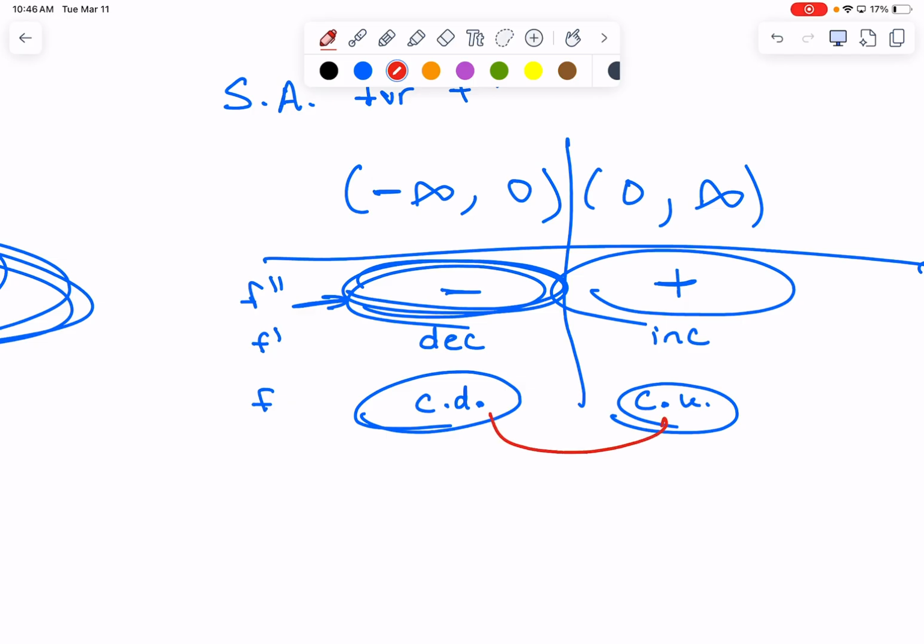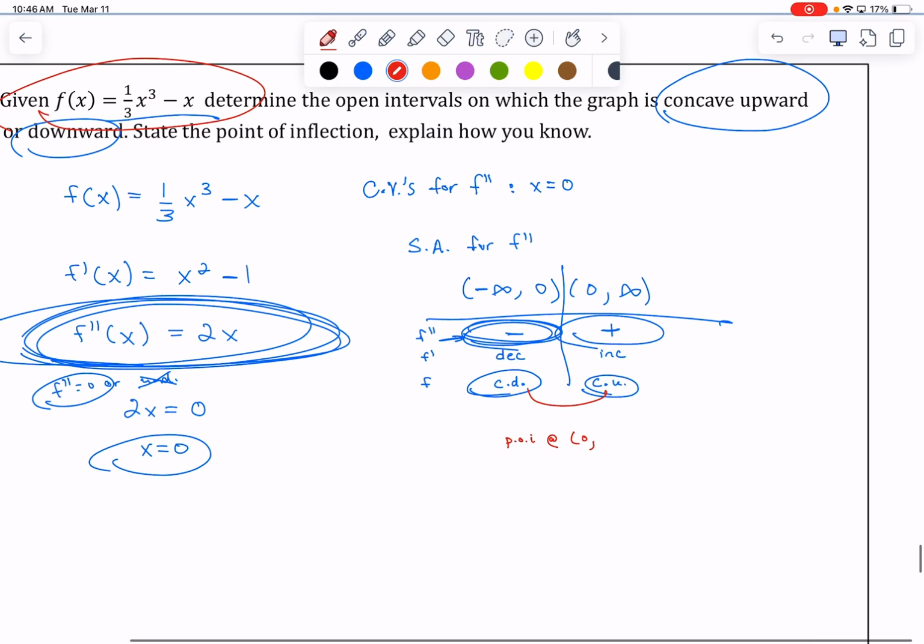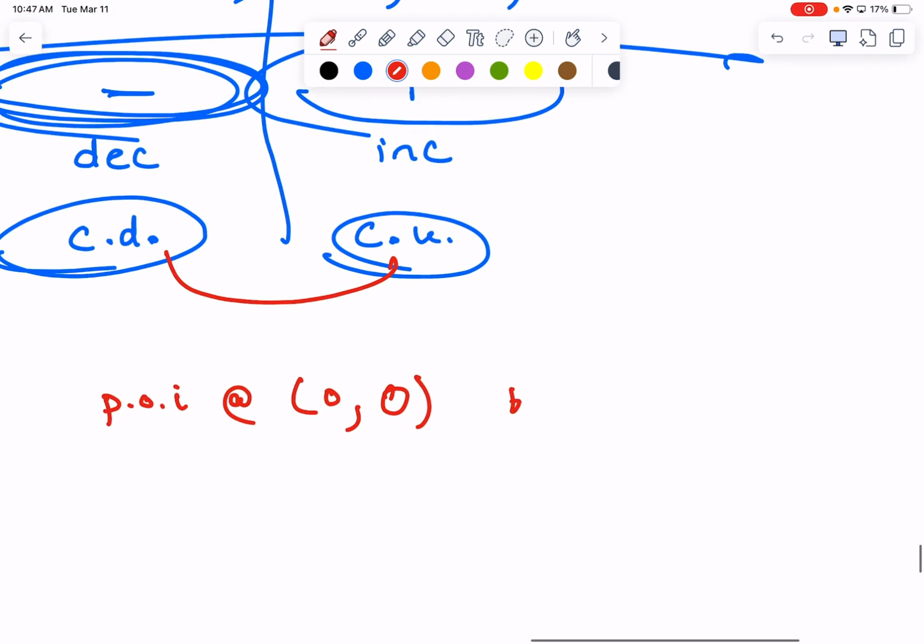Now, POI. Let's go right to it. POI only happens if it switches. Does it switch? Yes. So there is a POI at what? At 0, what? Oh, you're going to have to plug into the OG. Where's the OG? Oh, guess what? When I plug into the OG, it's still 0. So POI at (0, 0), and then this is what you would have to say. Because f double prime, you don't even have to say it goes from negative to positive, positive to negative. You just need to say it changes what? Changes signs.